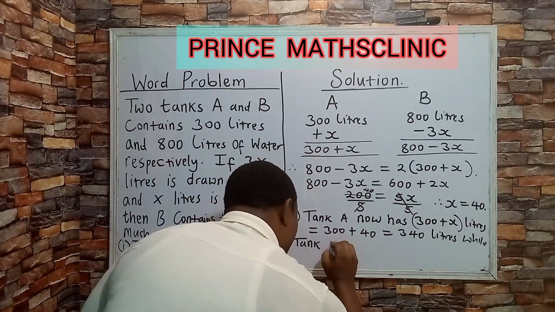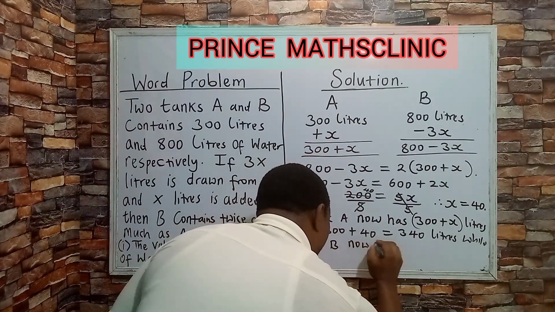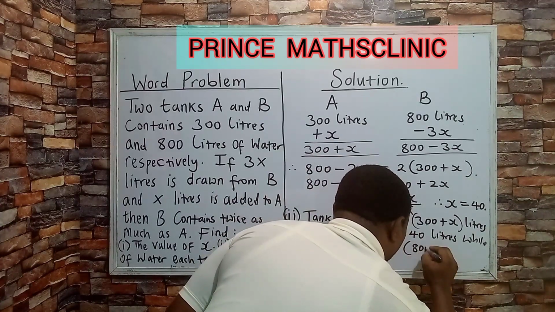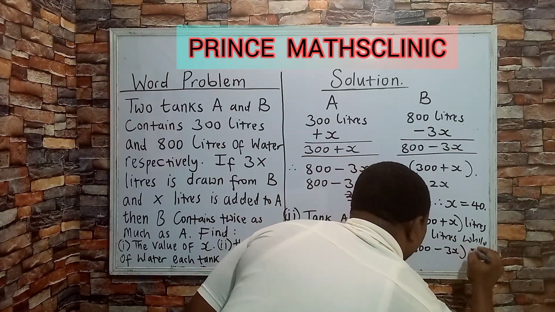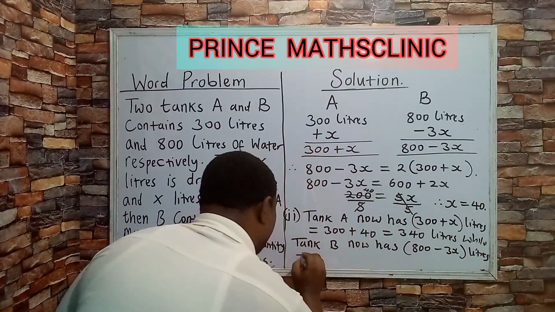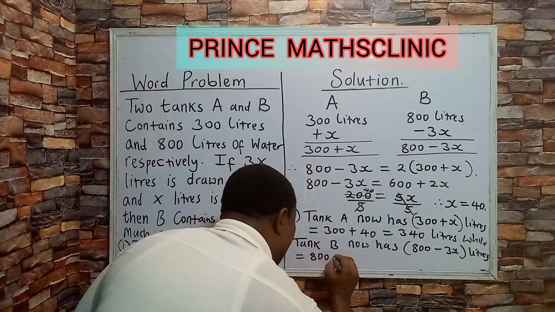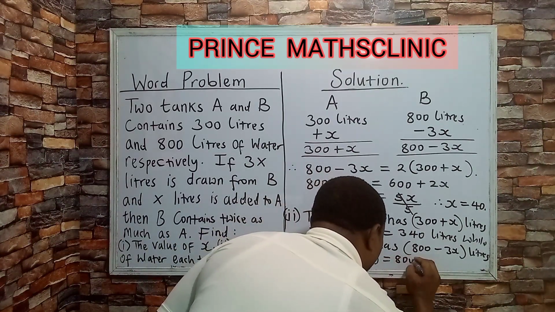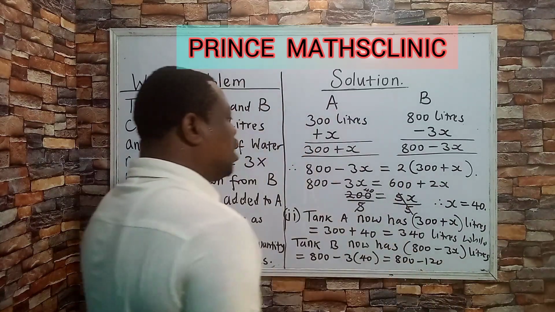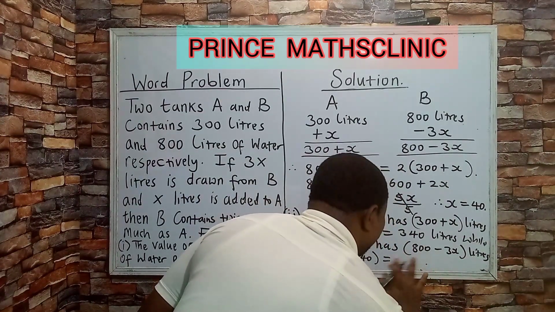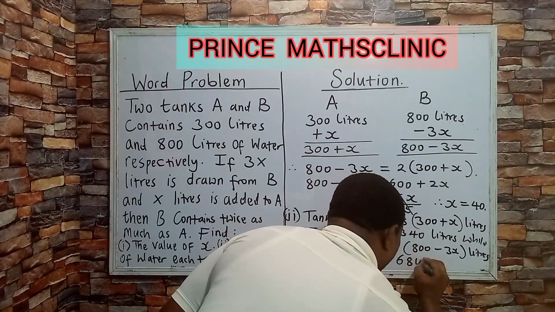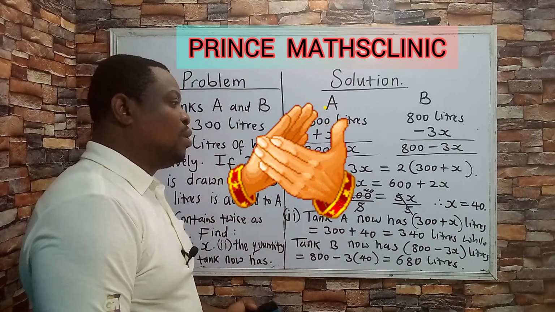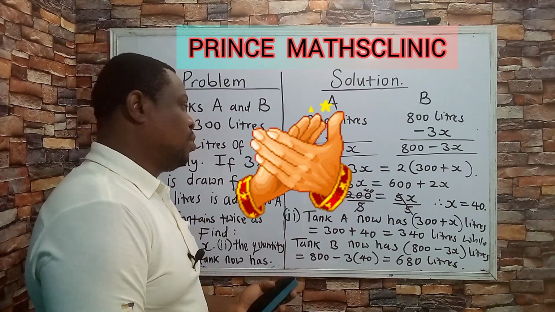While tank B now has 800 minus 3x liters. So let's interpret 800 minus 3x. X is 40. So this means 800 minus 120. And 800 minus 120 will give you 680. So this is 680 liters. That is the solution to this question.